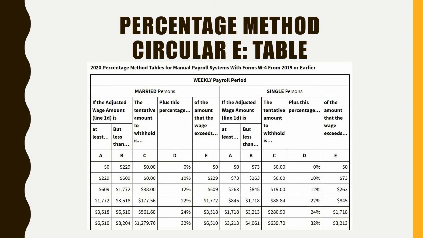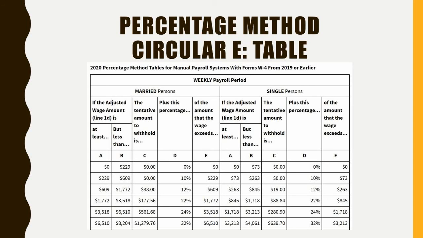We're in the weekly payroll period. We know she's single, so we have to focus on the right side now. We're going to determine, did she make more than $0? Yes. More than $73? Yes. More than $263? Yes. More than $845? No. So we go back one up. She made more than $263, but less than $845. She made a total of $520. So this is the line we're going to take.